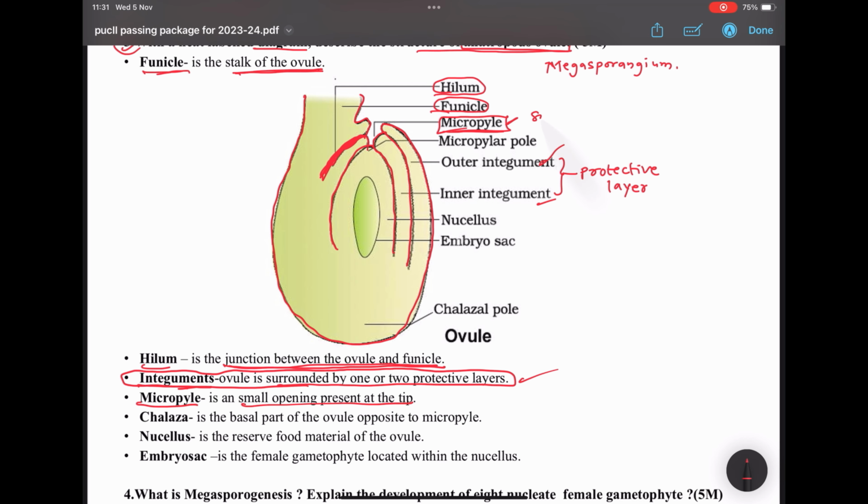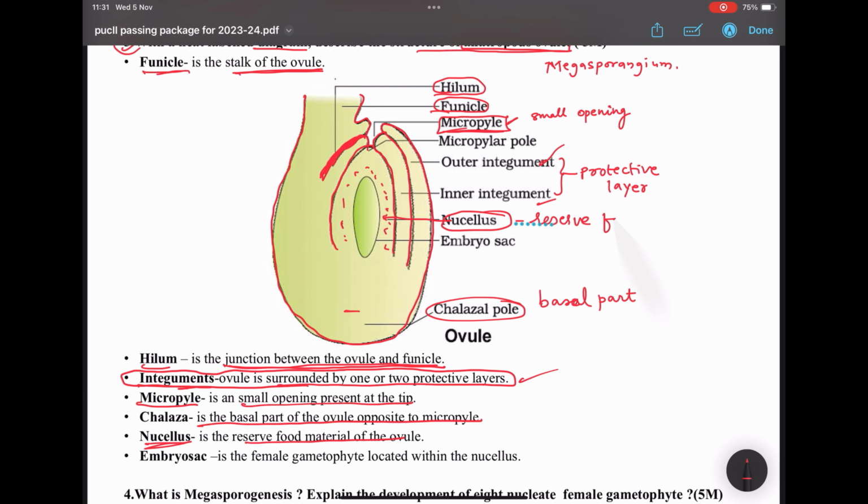Then the micropyle is a small opening present at the tip where the integuments are absent. It is not completely enclosing. Chalaza is the end opposite to the micropyle. Nucellus is the food material. Then the embryo sac is the female gametophyte located within the nucellus.